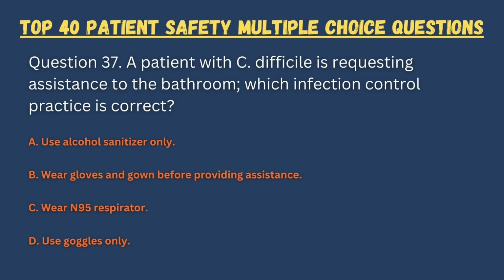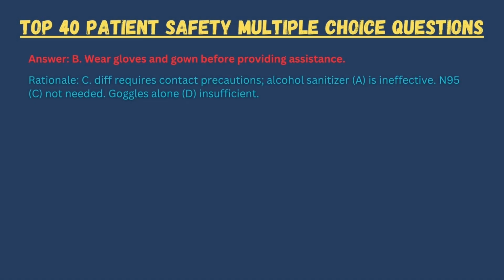Question 37. A patient with C. difficile is requesting assistance to the bathroom. Which infection control practice is correct? A. Use alcohol sanitizer only. B. Wear gloves and gown before providing assistance. C. Wear N95 respirator. D. Use goggles only. Answer. B. Wear gloves and gown before providing assistance.